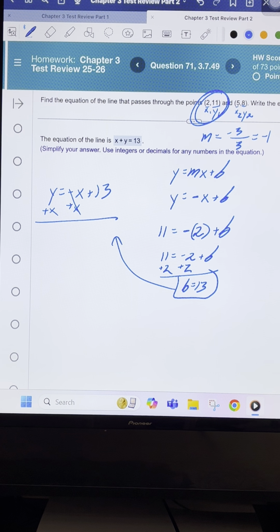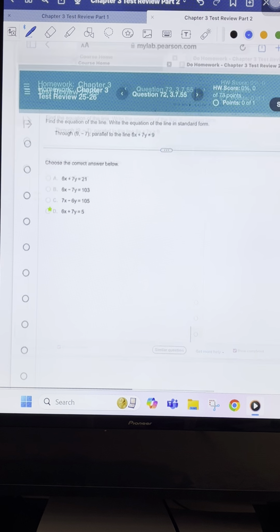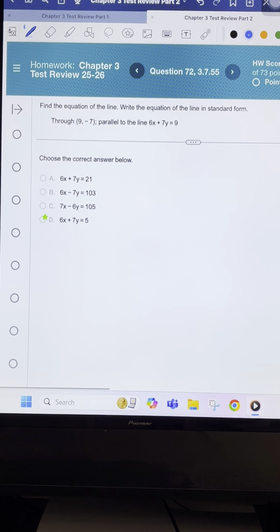Now in order to turn it into standard form, I need to move my x to the left, to the other side of the equation. So plus x, plus x. I should have x plus y equals 13. And that's my answer.